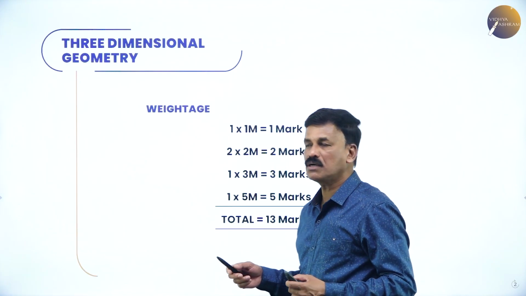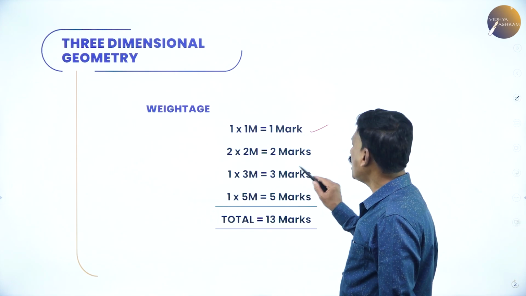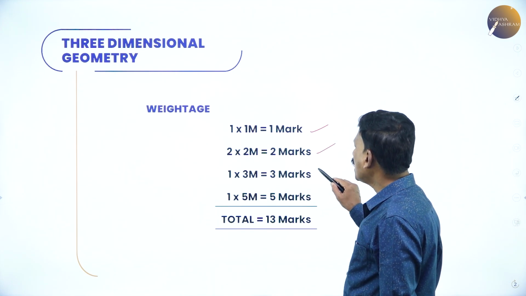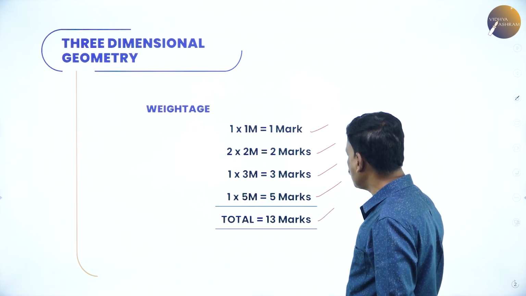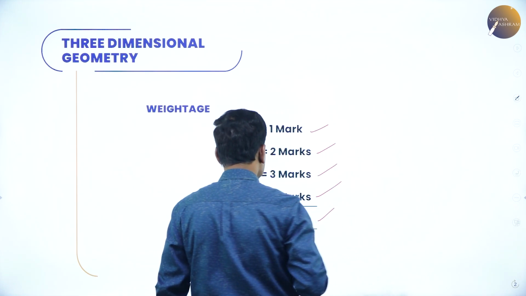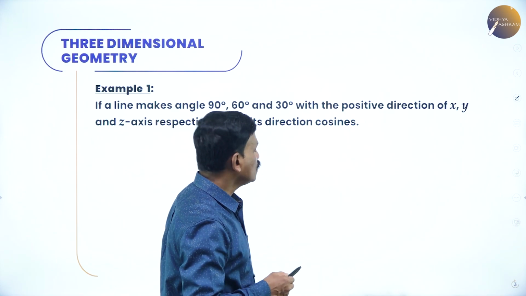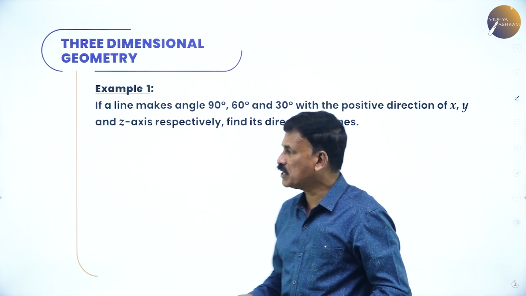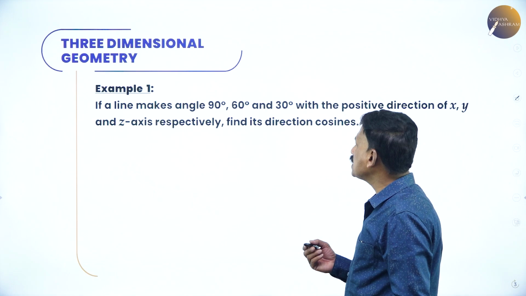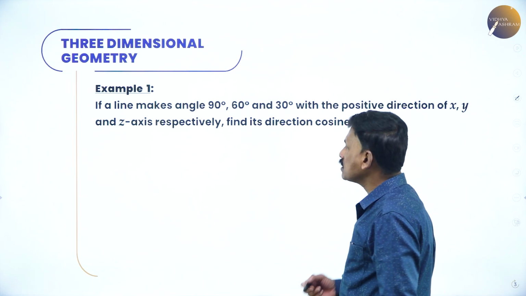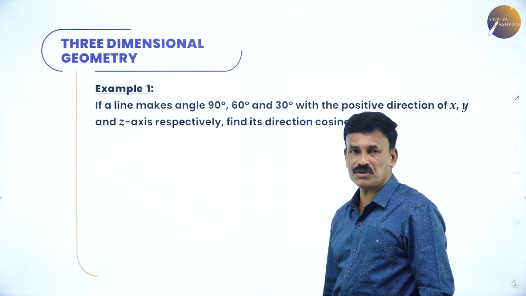Now let us know the weightage for this chapter. In this chapter you will get one 1-mark question, two 2-mark questions, one 3-mark question and one 5-mark question. Totally the weightage is 13 marks. Now let us move on to the first 1-mark question. If a line makes angles 90, 60 and 30 degrees with the positive directions of the x, y and z axes respectively, find its direction cosines.